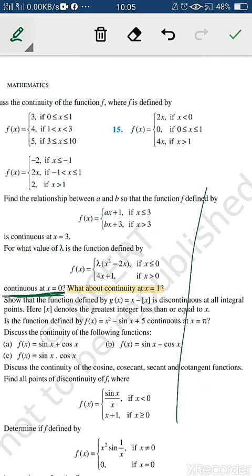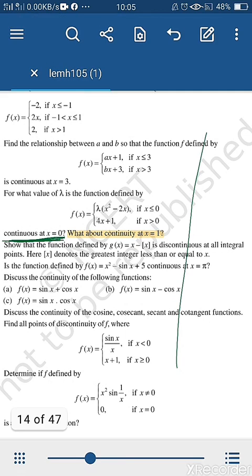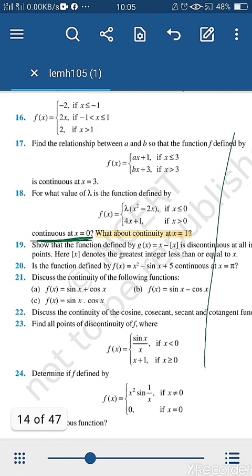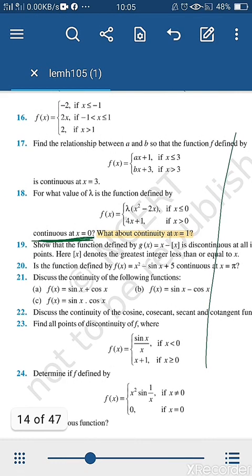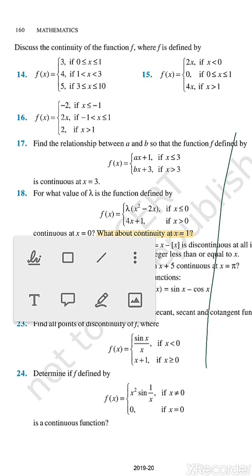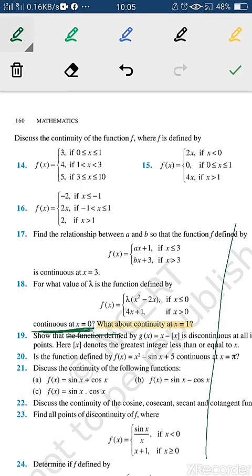And now if you have to solve any question of point of discontinuity, this is explained like question number 23. This is explained as previous question, and now you have to solve this exercise yourself.